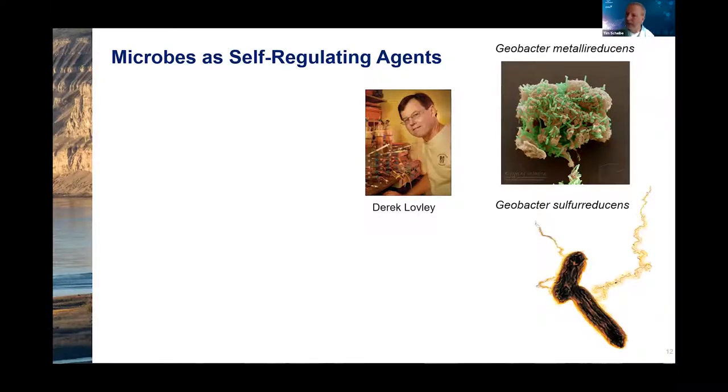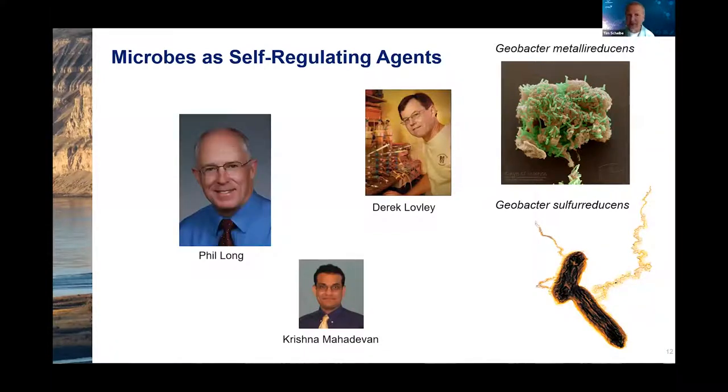They also discovered another related strain called Geobacter sulfurreducens. And in terms of Geobacter sulfurreducens, Derek worked with Krishna Mahadevan to develop and curate by hand a very detailed genome scale model of this organism. So they mapped out its genome, they annotated that genome, identified proteins and their function, and developed a reaction network representing this.